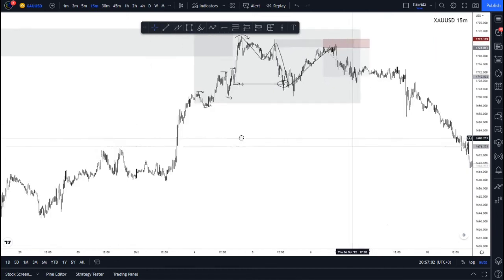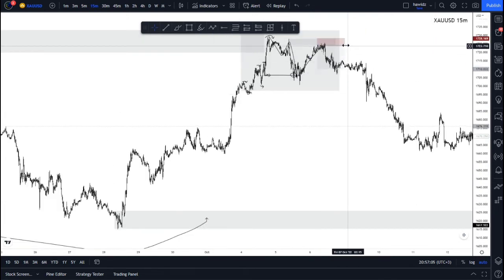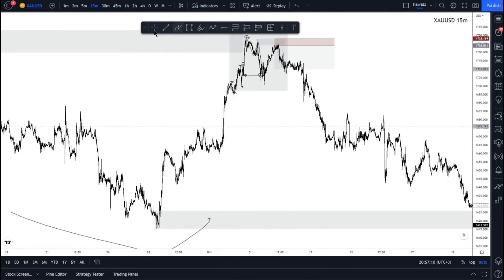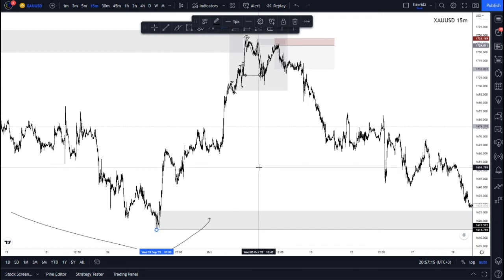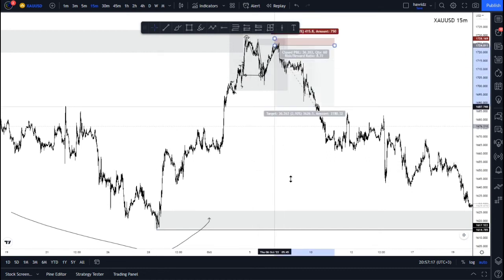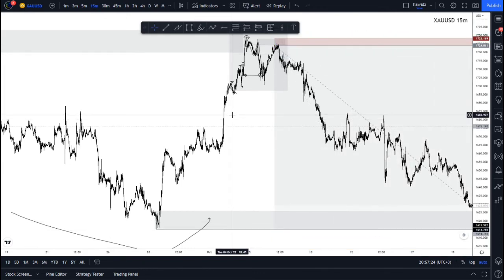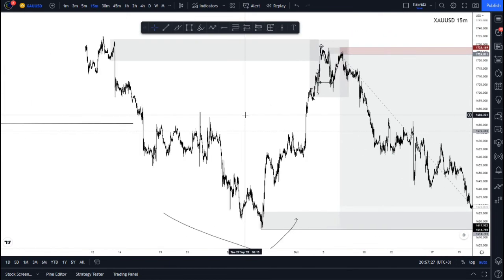That's your choice, right? Because the risk management part is all yours to handle, right? And we're, of course, looking to target what? The overall low. So this is our next liquidity run area. Boom. So lo and behold, there you have your trade, right?